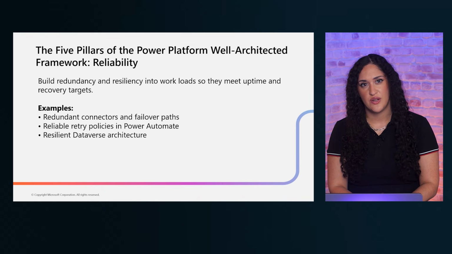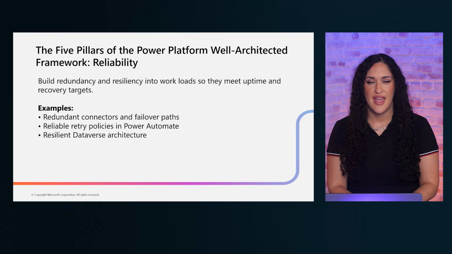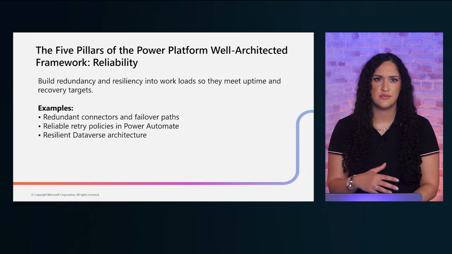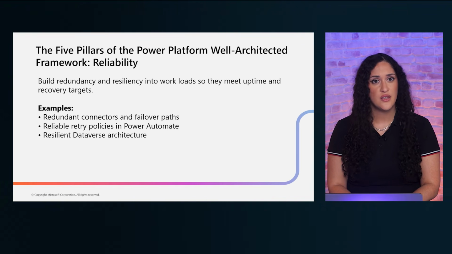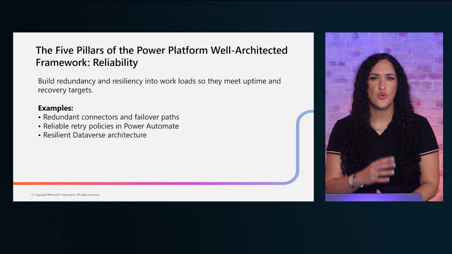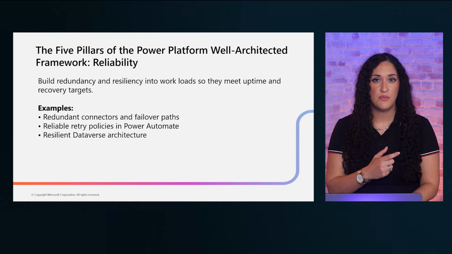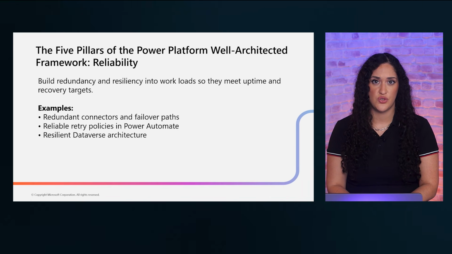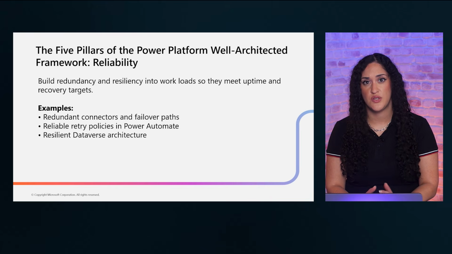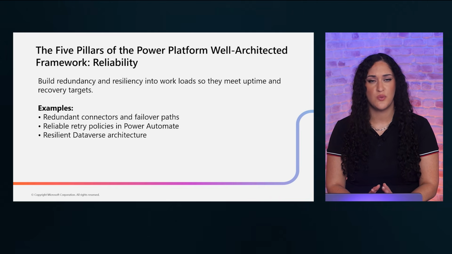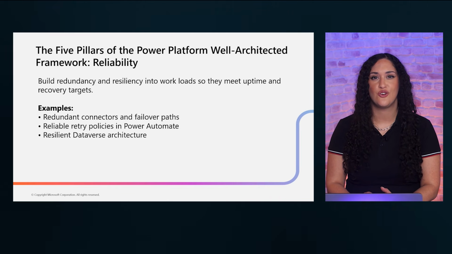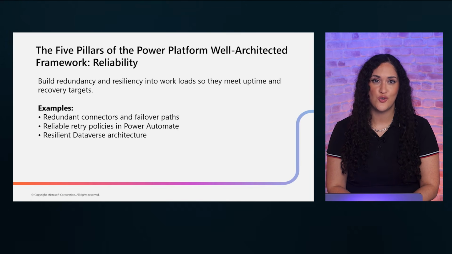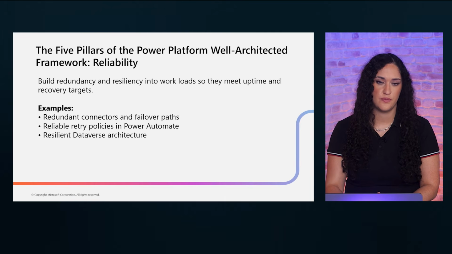Reliability is especially critical for AI-enabled workloads. AI components introduce new failure modes: model endpoints going down, grounding indexes becoming stale, connectors timing out. Make sure you build redundant connectors, implement retry policies, and design resilient Dataverse architectures. The best practice here is to design your solution assuming things will fail and ensure it degrades gracefully. The operability pillar from the agent framework directly reinforces this principle.